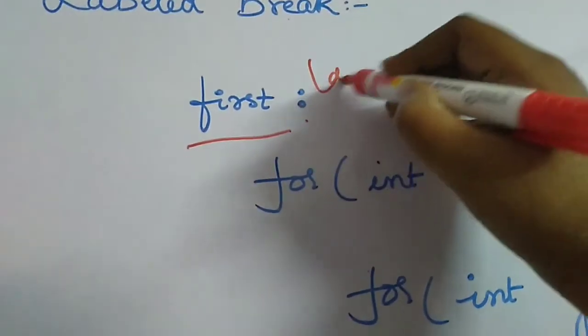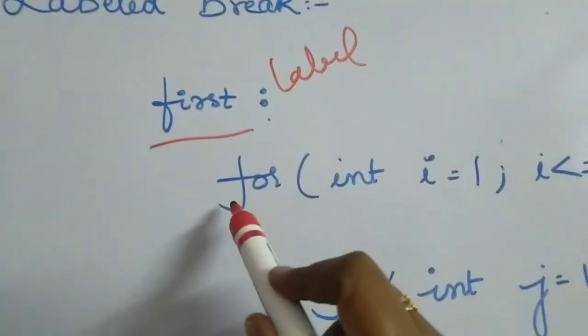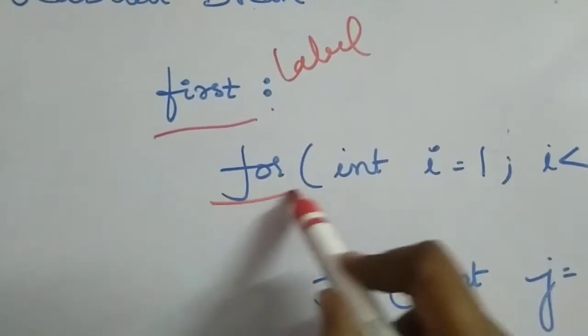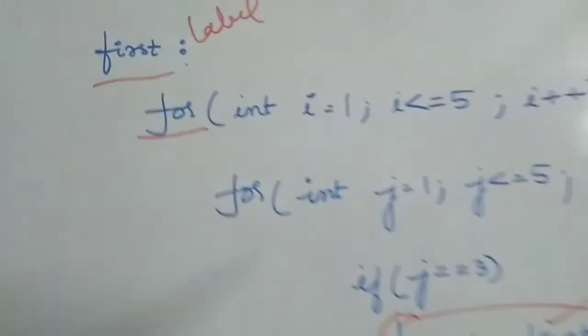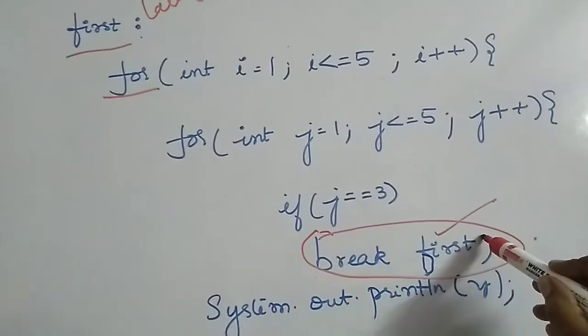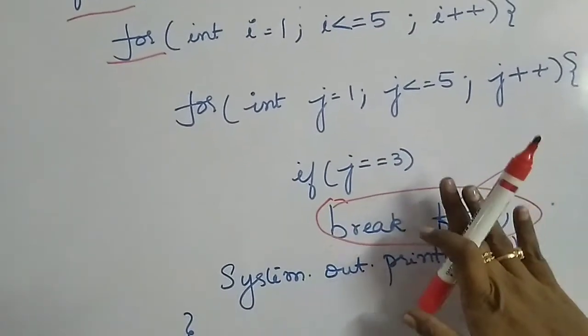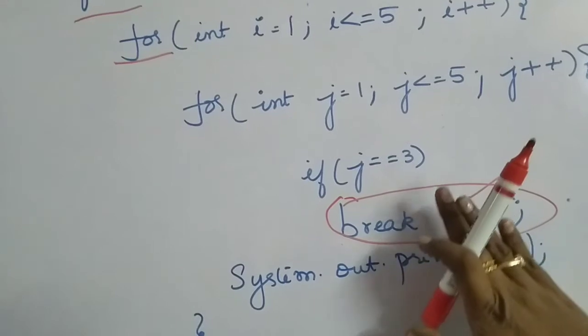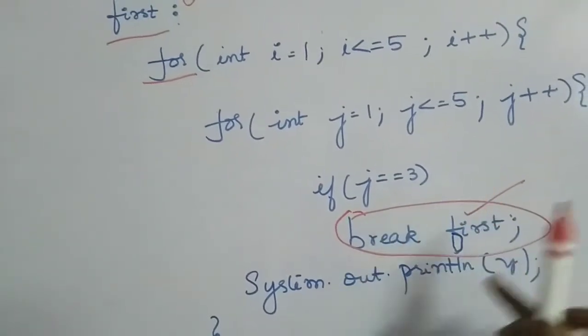This is called a label. I have labeled the outer loop as first. So what happens when I tell break first? If I am not using first over here and use simply a break, the inner loop is broken.